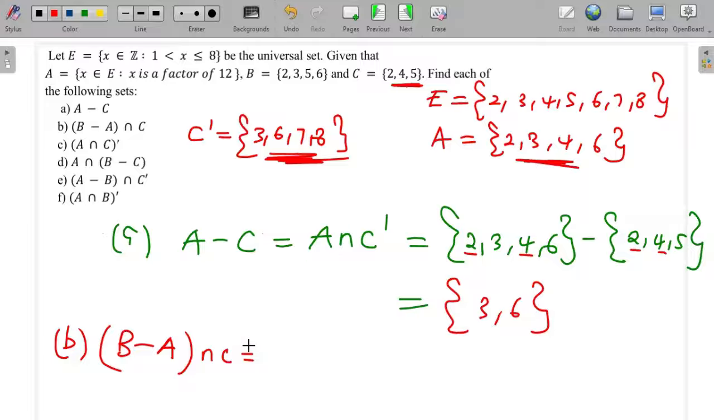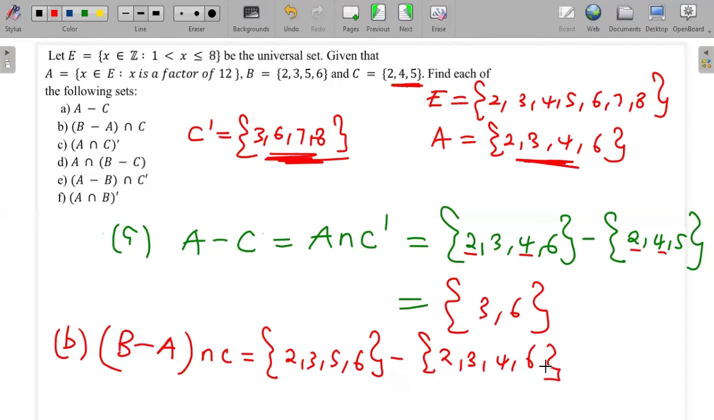Okay, so I'm going to write B here first. B is {2, 3, 5, 6}, minus A, which is {2, 3, 4, 6}. Whatever I get after I do this subtraction, I should intersect it with the set C, which is {2, 4, 5}.